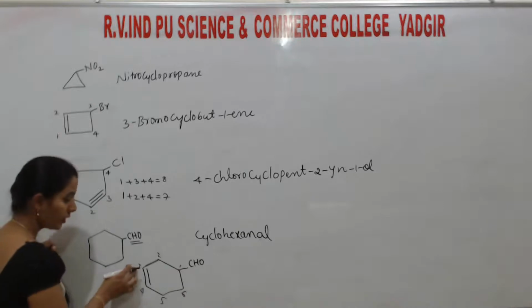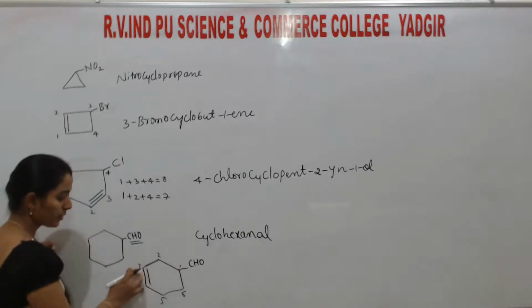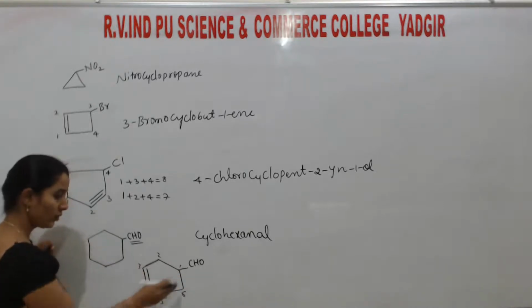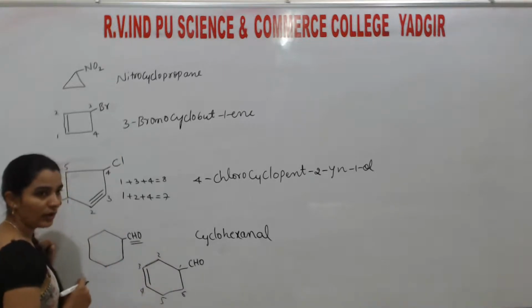That's wrong. We need a minimum value. 1 plus 3 is 4, 1 plus 4 is 5. So anti-clockwise is the correct way of numbering.